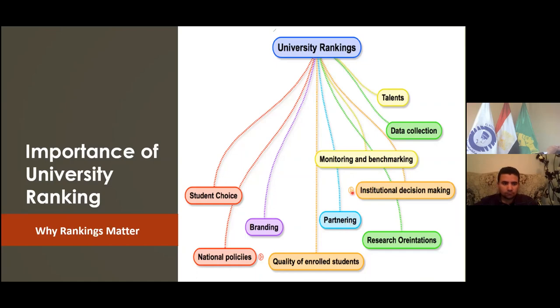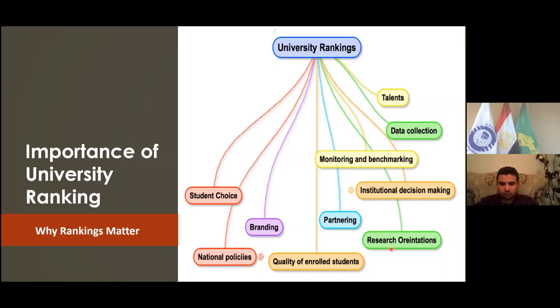If you are talking about monitoring and benchmarking, this will be something internal. If I'm saying, okay, I am at Aswan University and I'd like to know where my position is, I cannot say generally, yeah, I see myself in a very good position and so on. No, I should benchmark myself against other universities. And how do I do this? It comes down to the university ranking.